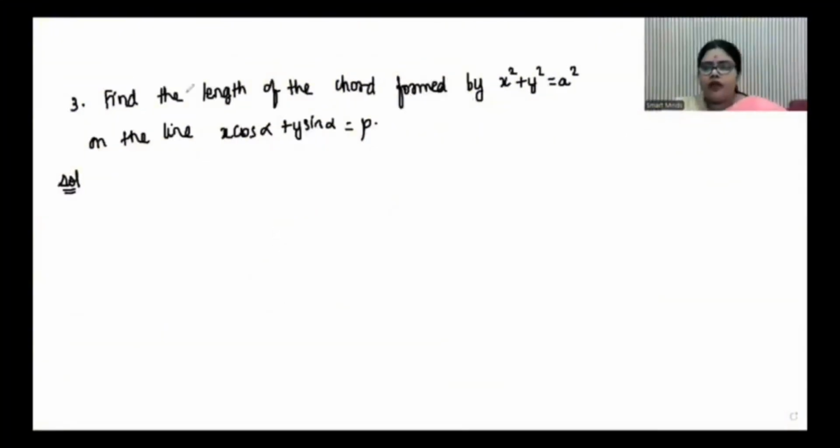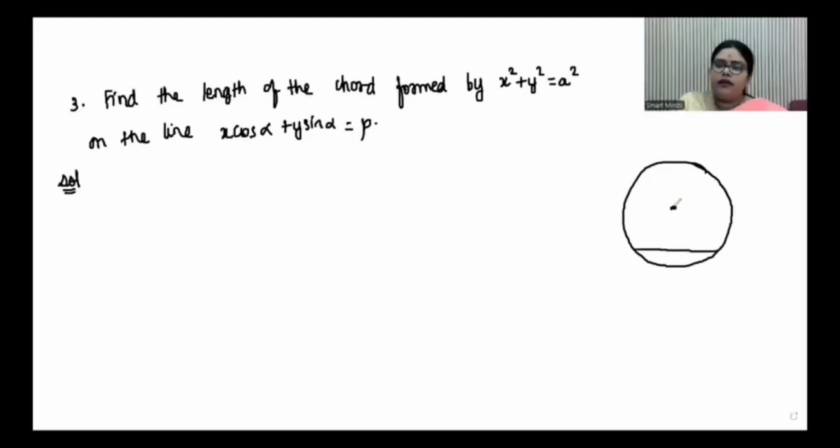Take the next question. Find the length of the chord formed by x square plus y square equals a square on the line x cos alpha plus y sin alpha is equal to p. So again we need to draw the same figure: a circle, then a chord, a center, perpendicular distance, radius. This is R, this is D, this is C, center. Now what is the line? This line is x cos alpha plus y sin alpha is equal to p.